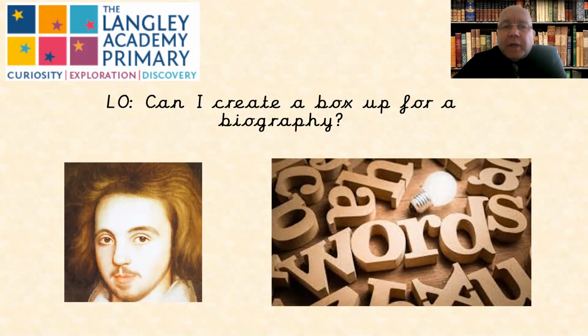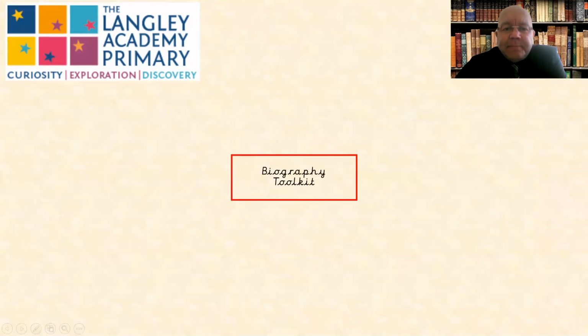Welcome to today's English lesson, which continues our work on biographies, and in particular, finishing and using our box up to actually create the finished product. Okay, now I know I'm on the wrong side of the screen today, but that's simply because I know what's coming. So we're going to start with a reminder of what is in our toolkit. For a biography, first of all, let's think of the features, the things that actually should be going in there. These are really just basically the headings for our box up.